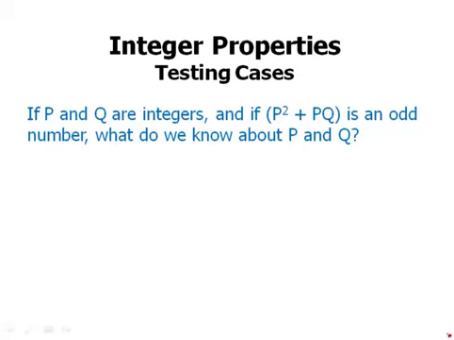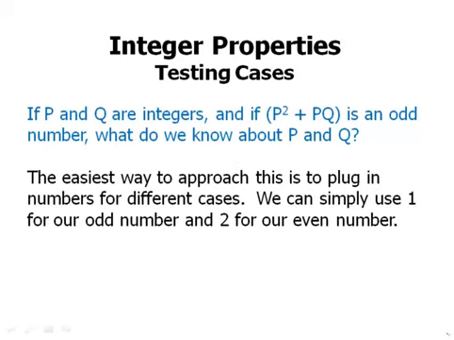If p and q are integers, and if p squared plus pq is an odd number, what do we know about p and q? The easiest way to approach this is to plug in numbers for different cases. We can simply use 1 for our odd number and 2 for our even number. Notice we're going to have 4 different possibilities here. Both p and q could be even, both could be odd, or p is even and q is odd, or p is odd and q is even. So we have to test all 4 of those cases separately.